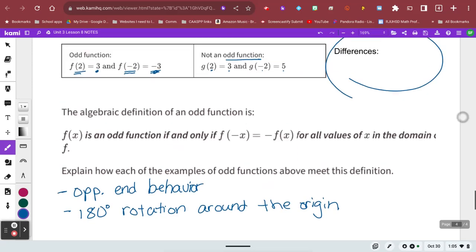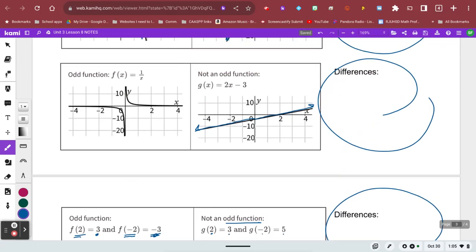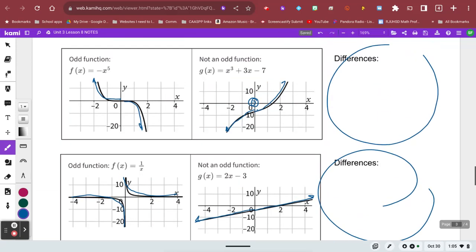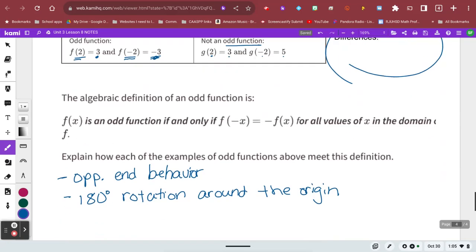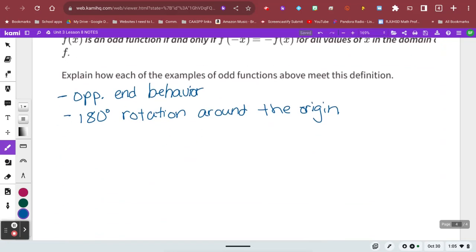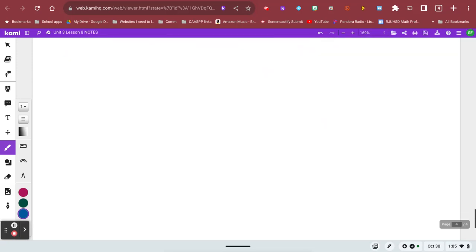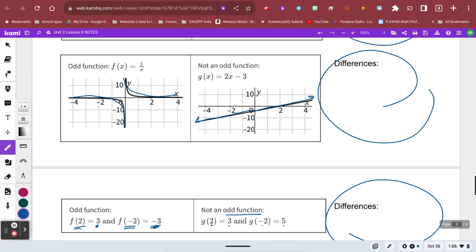If we look at this one up here, if we rotate it 180 degrees, it will become this one. If we rotate this one, it will come back to the same thing. Since it is a 180-degree rotation, it can't be shifted up, down, left, or right. It can't shift too much from the origin. And that's what we're going to get for odds or evens.